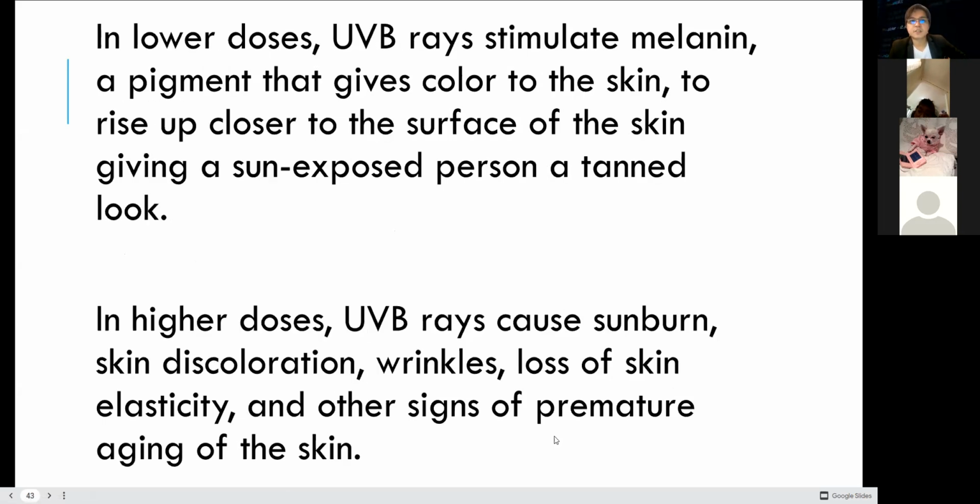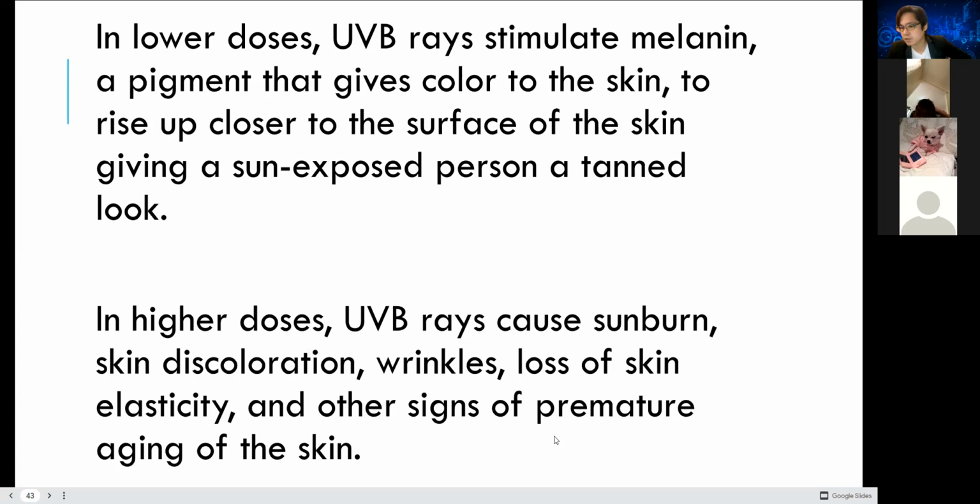In lower doses, UVB rays stimulate melanin, a pigment that gives color to the skin, to rise closer to the surface of the skin, giving a sun-exposed person a tanned look, or tan. Are you familiar with tanning? Making your skin brown.